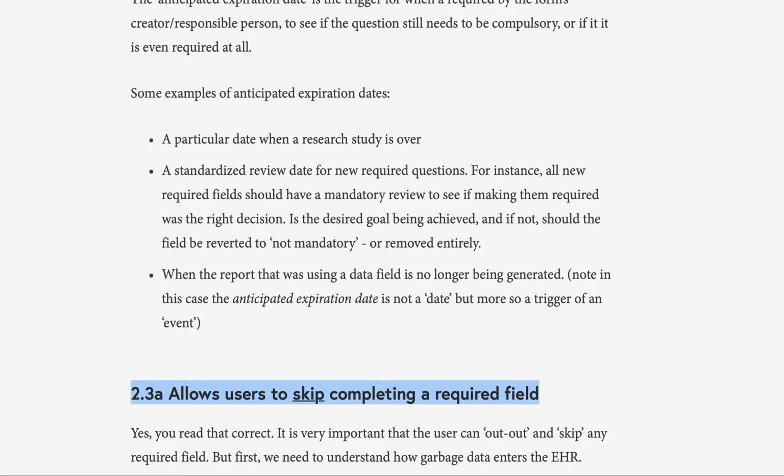And then when the next organization would receive this order or this request, they would see the fields on the request which were not completed. And when they saw the patient, they could ensure that those fields were then updated at that time.